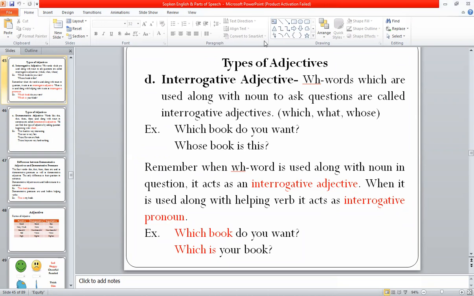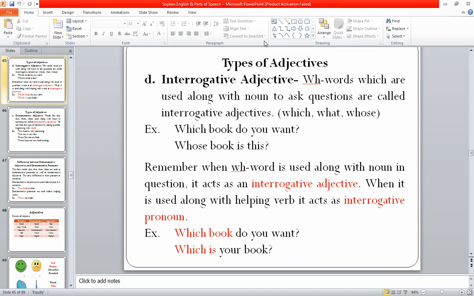Which book do you want? Okay, which book do you want? In this sentence, which is the adjective, but if it is not followed by the noun book, then it won't be called an adjective. It will be only a WH question word, or WH indicator word. It is followed by a noun, and the noun is book. So in this sentence, which is a WH word followed by the noun book. Which book do you want?